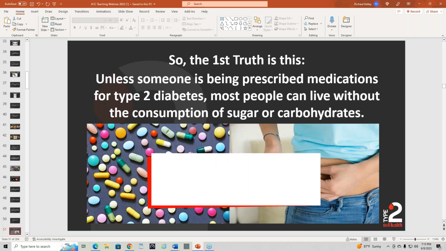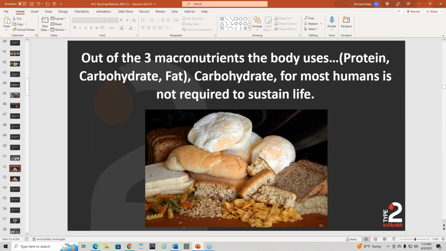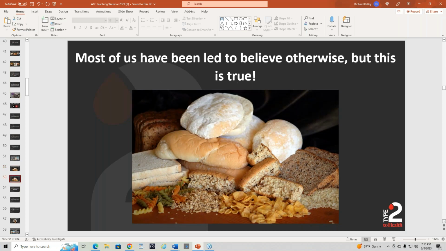The first truth is this: unless someone is being prescribed medications for type 2 diabetes, most people can live without the consumption of sugar or carbohydrates. Out of the 3 macronutrients the body uses and needs, protein, carbohydrate, and fat, carbohydrate for most humans is not required to sustain life. Most of us have been led to believe otherwise, but this is absolutely true.